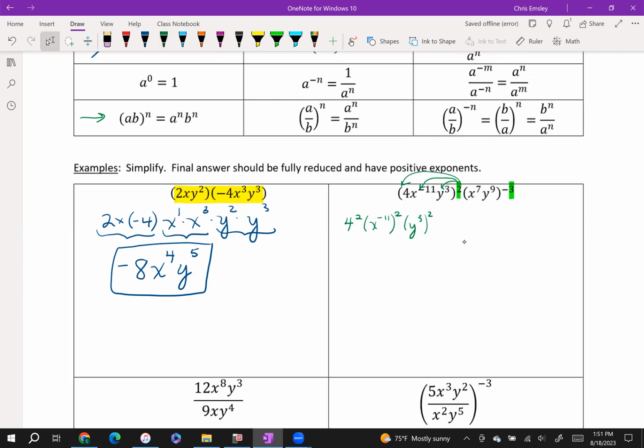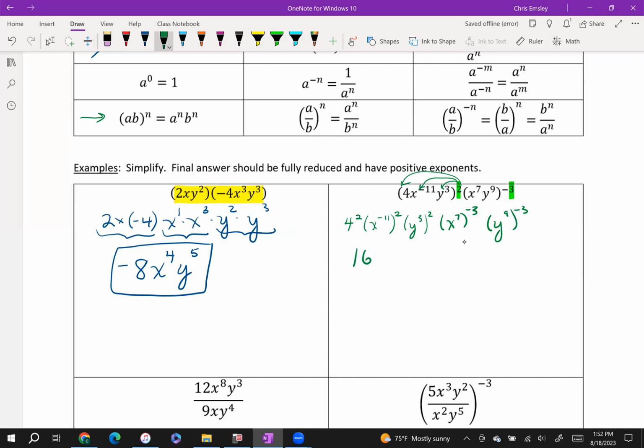And I'm going to do the same thing with the second set of parentheses. So we have x to the 7th, which is raised to the negative 3 power, y to the 9th, which is raised to the negative 3 power. Next up, we can start simplifying all of these stacked exponents. Well, first of all, 4 squared. Remember, that's not 8. It's not 4 times 2. 4 squared is 4 times 4, 2 4s multiplied together, so that's 16.